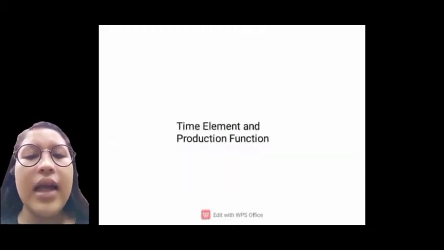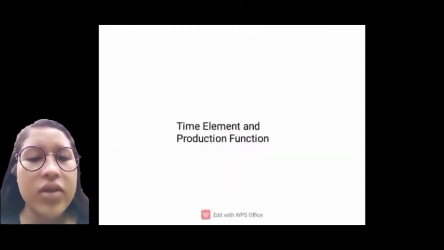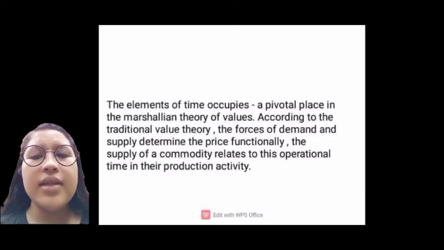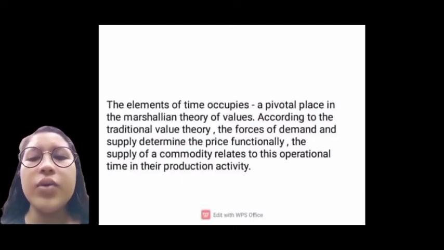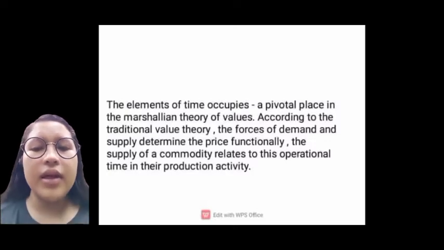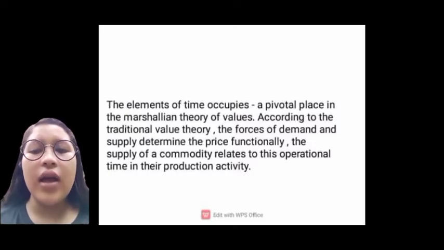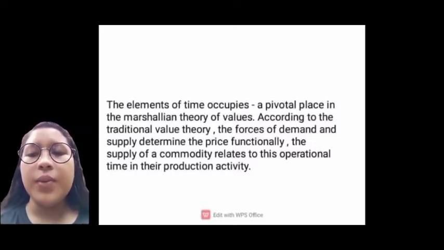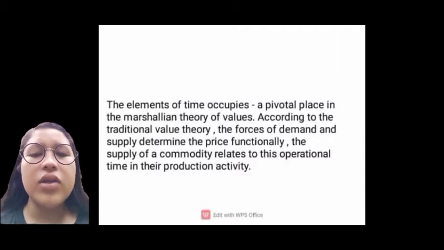Time element and production function. It has a pivotal place in the Marshallian theory of values. According to the traditional value theory, the forces of demand and supply determine the price functionally. The supply of a commodity relates to this operational time in the production activity.